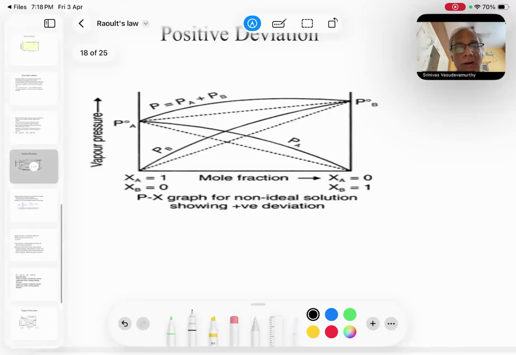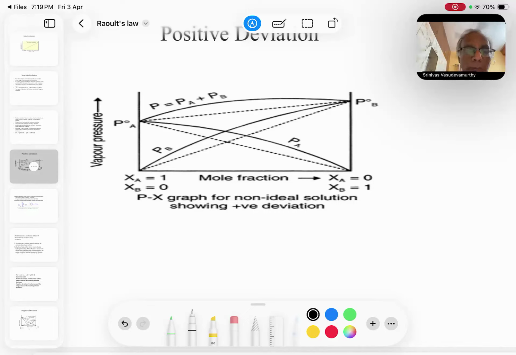Now let us see the graph for a non-ideal solution showing positive deviation. The dotted line shows the ideal solution. The curved line is for the non-ideal solution showing positive deviation. So everything you can see above the dotted line is positive deviation.